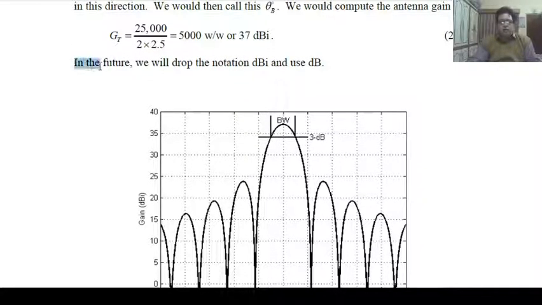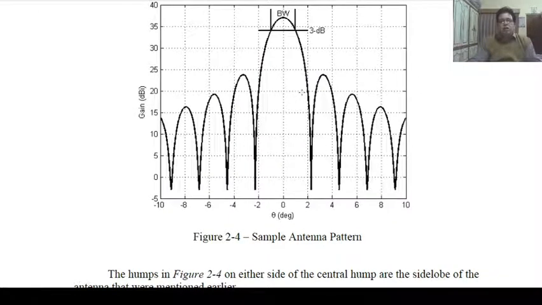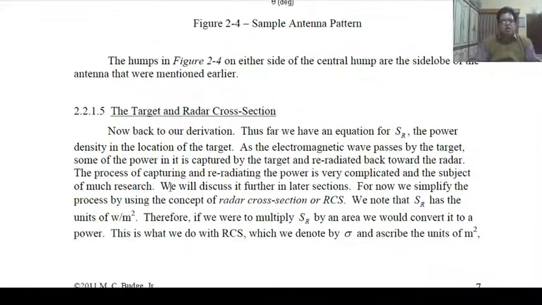In future we will drop the notation dBi and use dB. The humps in the figure on either side of the central hump are the side lobes. These are the central hump, and these are the side humps. These are known as the side lobes of the antenna that were mentioned earlier.